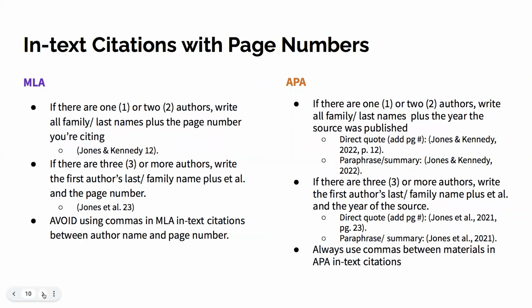Let's talk about page numbers. In MLA, if there are 1 or 2 authors, you should write all family last names plus the page number you're citing, whether or not it's a direct quote or a paraphrase or summary. So, for example, Jones and Kennedy 12. If there are 3 or more authors, you should write the first author's last or family name plus et al., which is Latin for "and others," and the page number, so Jones et al. 23. You should avoid using commas in MLA in-text citations between author name and page number. That's the number one mistake I see when students write in MLA, is that they put unnecessary commas in MLA in-text citations. Don't do it.